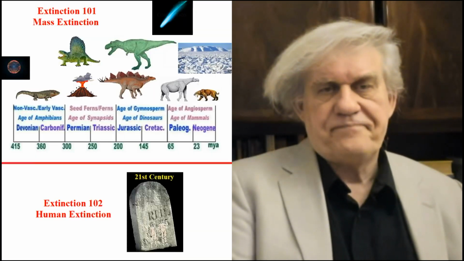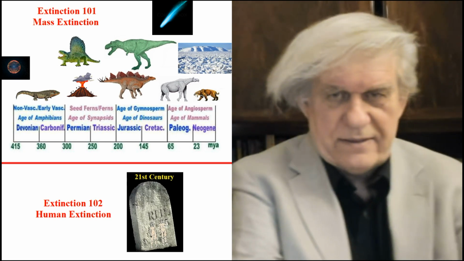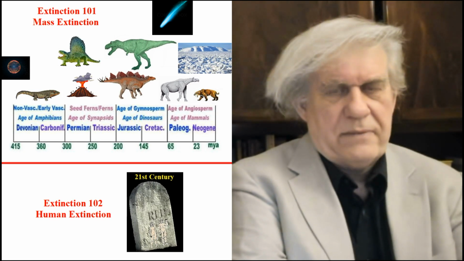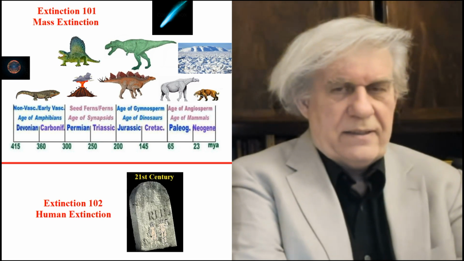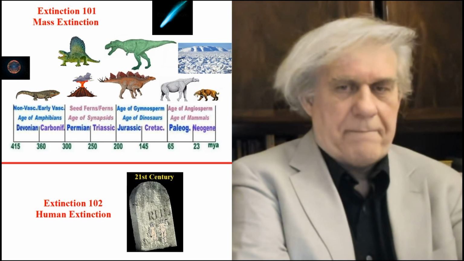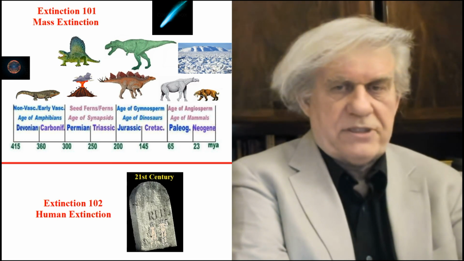Anyways, I always say that anyone who wants to challenge the theory has to do Extinction 101 before he does 102. Everybody's an expert in Extinction 102, which is human extinction. I have yet to find anyone who's an expert on Extinction 101, which is mass extinction. Okay, so tell me how the animals in the past died.